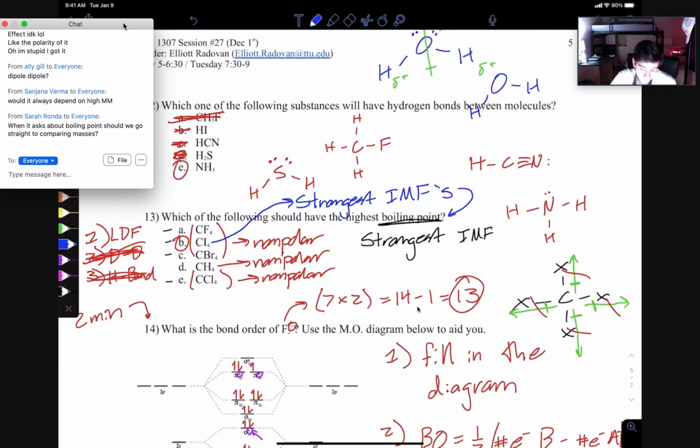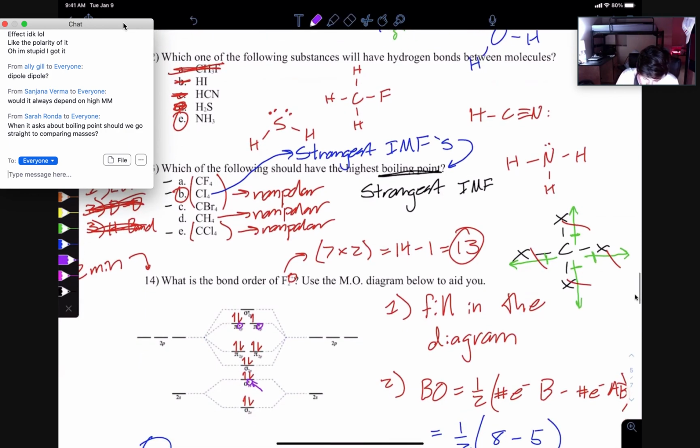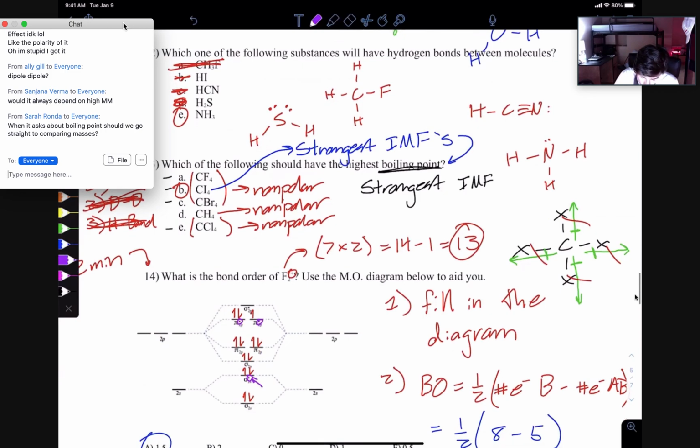So, say someone asked, would it always depend on high molar mass? So say for each of these molecules, maybe some of them did have dipole-dipole and some of them did have hydrogen bonding. Another thing I want you to know, which was covered in the SI session we did over intermolecular forces, just to clarify, hydrogen bonding is the strongest, so I'll rank these from strongest to weakest.